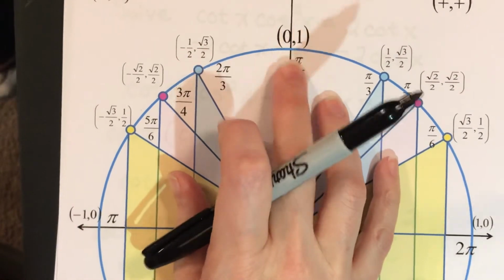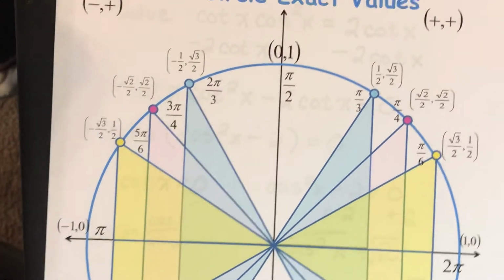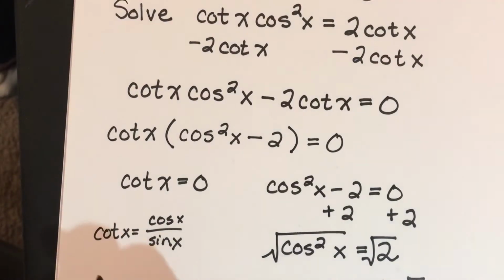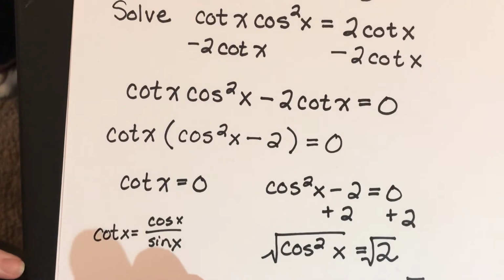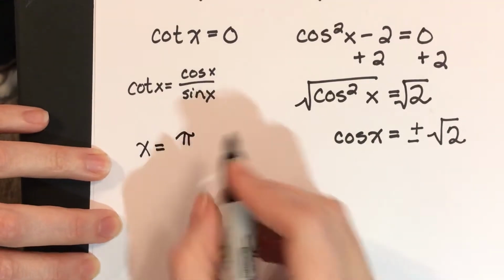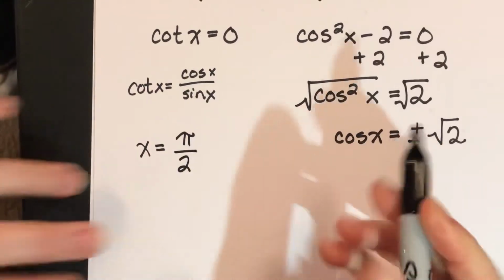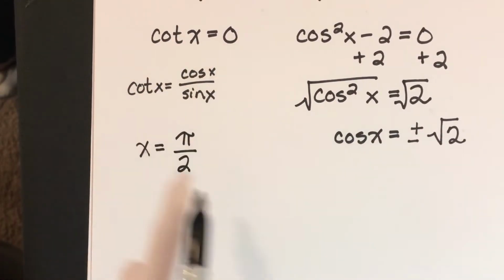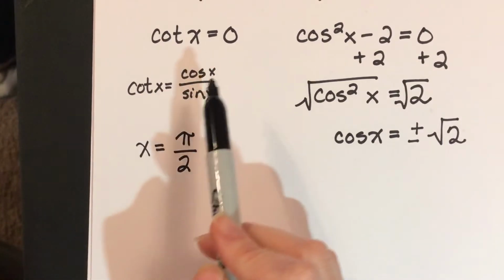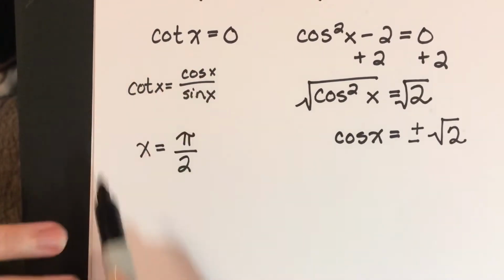So our solution is here. This is pi over 2. So at pi over 2, the cotangent becomes 0. So that means that x equals pi over 2. Again, you can keep going around that circle and making new angles, right? You can just keep going around.